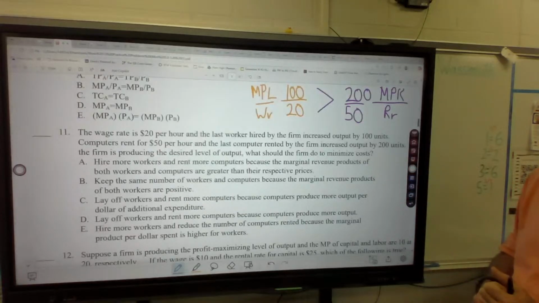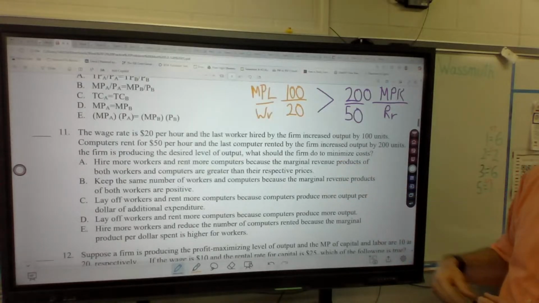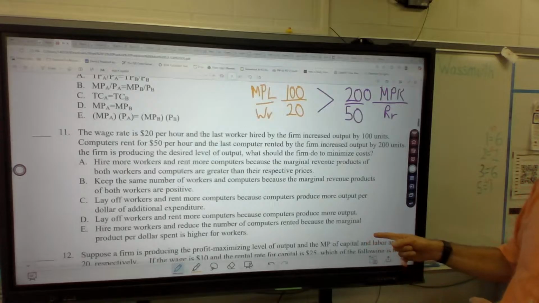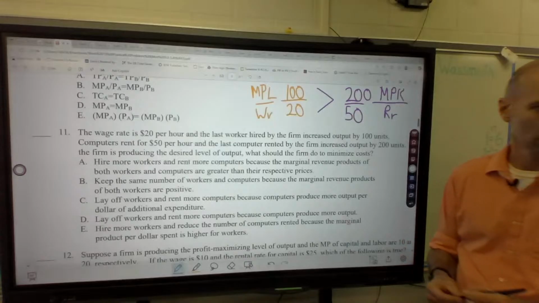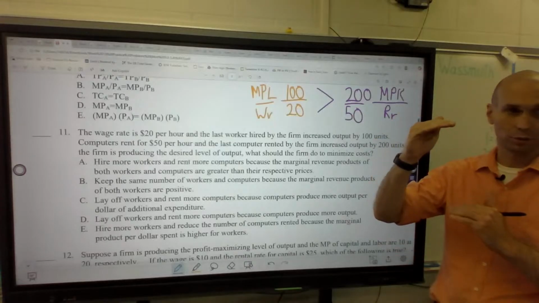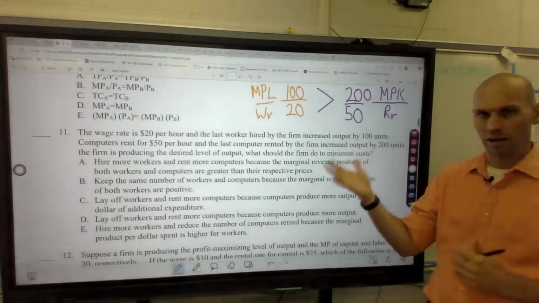$50 per. No. That wouldn't work. Okay, I don't know what the price is. You don't know, so you can't talk about marginal revenue. Keep the same number, no. Lay off workers, no. So A is wrong, we don't reduce the number of computers rented because marginal product per dollar is higher for workers. That's it. We don't have that marginal revenue product of the wage rate. That rule of one doesn't work here because we don't have the price of the good.